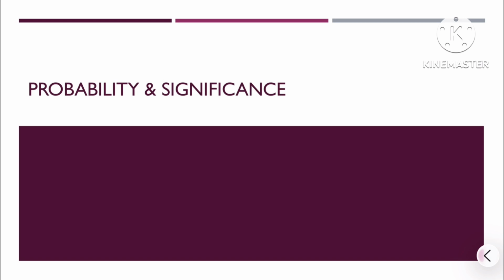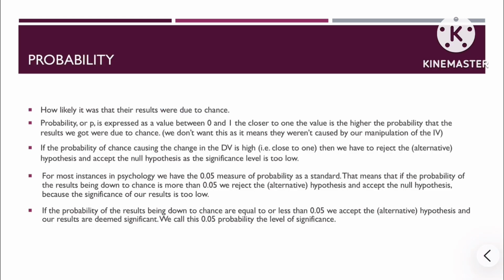Probability and significance. Probability is how likely your results are down to chance. Probability, or p, is a value expressed between 0 and 1. The closer the value is to 1, the higher the probability the results were down to chance. And the closer the probability is to 0, the less likelihood it was down to chance. If we get a p-value close to 1, it means things were down to chance. It means that we didn't manipulate our IV like we wanted to.